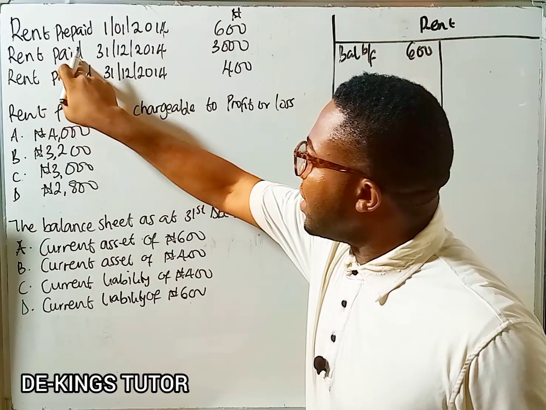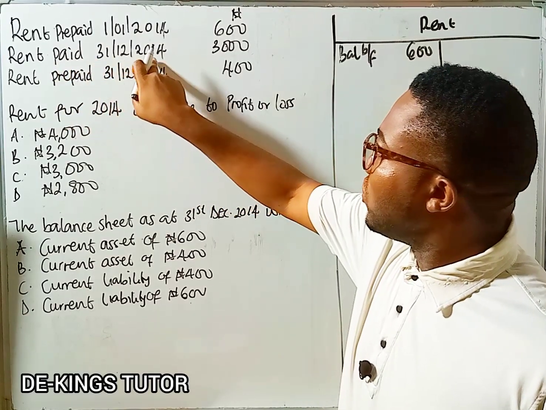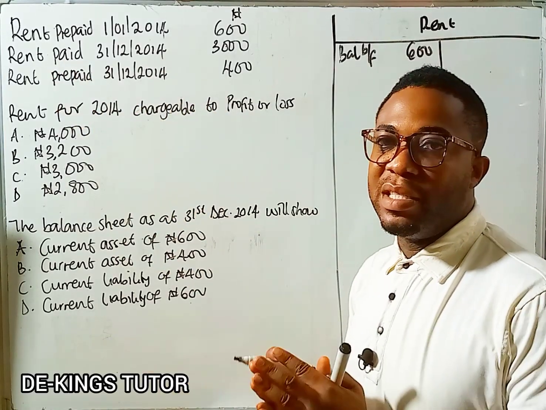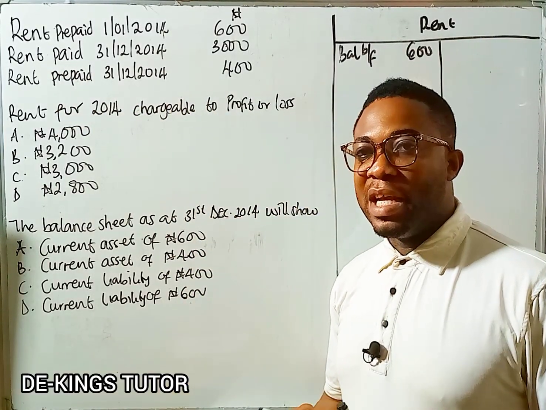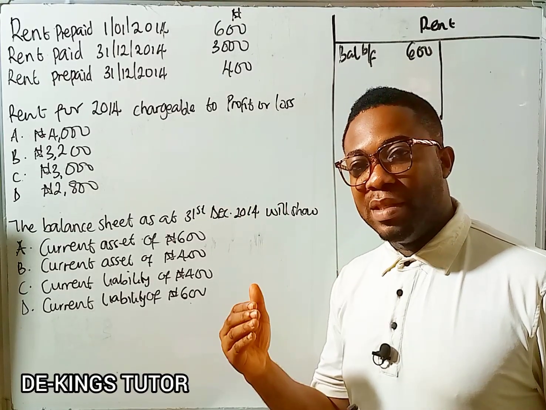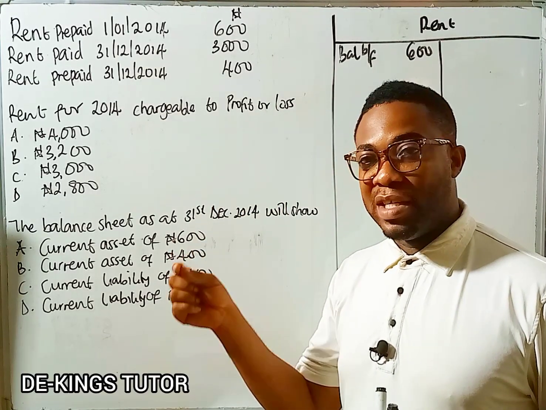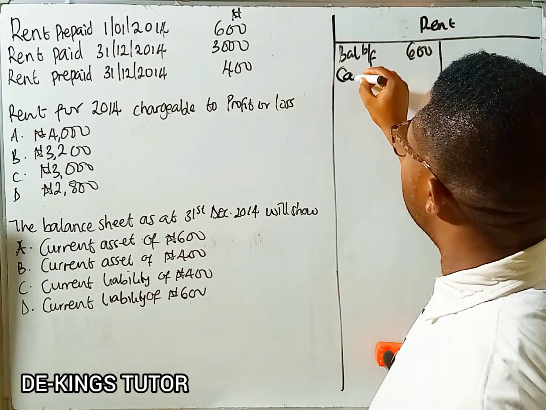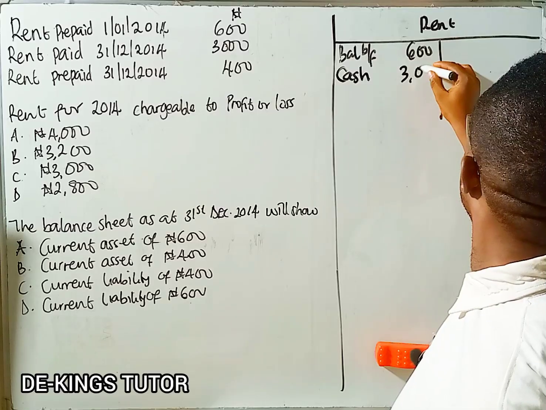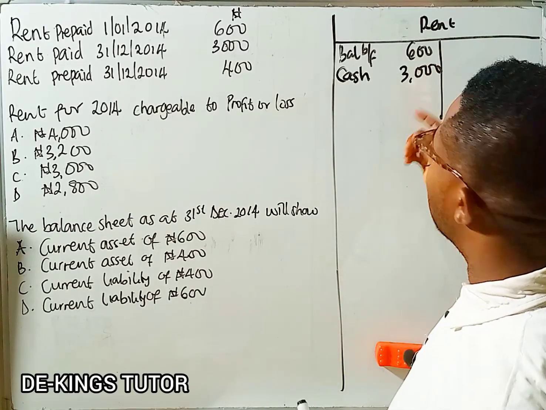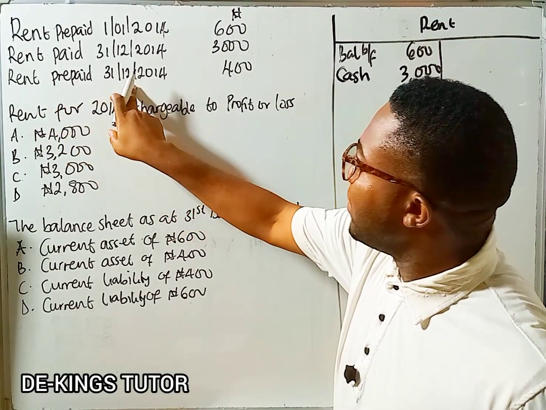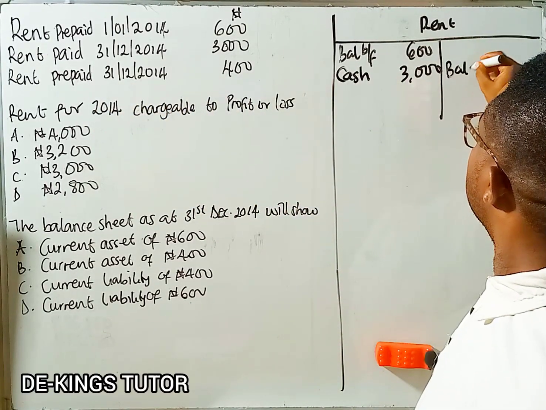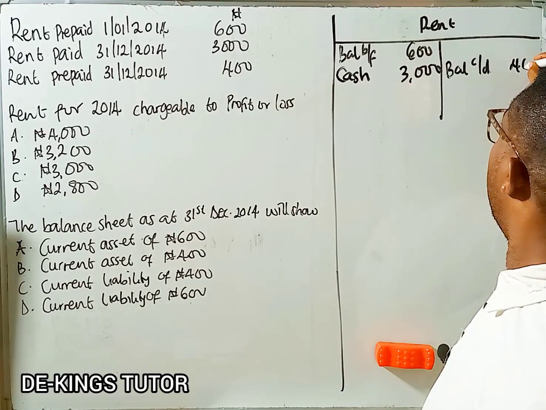Now they said rent paid as at 31st December 2014. Once they said it's paid, that means they paid cash. Now the double entry for that rent paid: the cash book will be credited, while the corresponding entry will come to the rent account. So it means we'll have here cash of 3,000. While the last one, rent prepaid as at 31st, is 400. So the 31st rent prepaid becomes our balance carried down of 400.